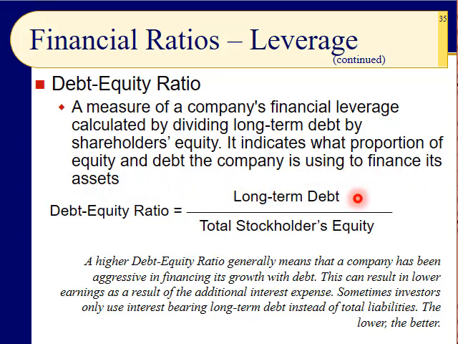So you take the long-term debt and you divide it by the total stockholders' equity. Okay, so you don't worry about the short-term debt. That's being taken care of by, remember the current ratio, by your current assets. So a higher debt to equity ratio generally means that a company has been aggressive in financing its growth with debt. This will result in lower earnings because the interest is an additional expense that lowers your earnings. Sometimes investors only use interest-bearing long-term debt instead of total liabilities.